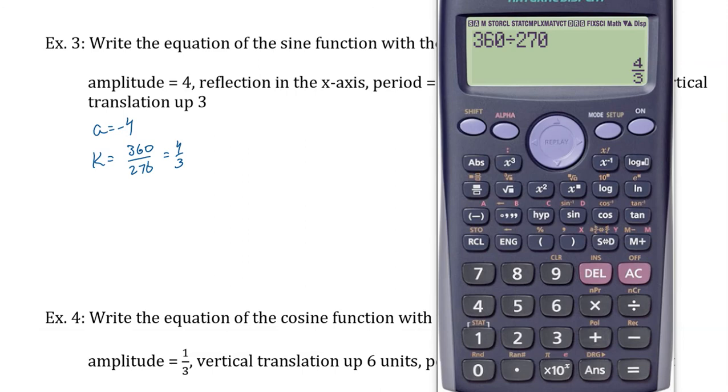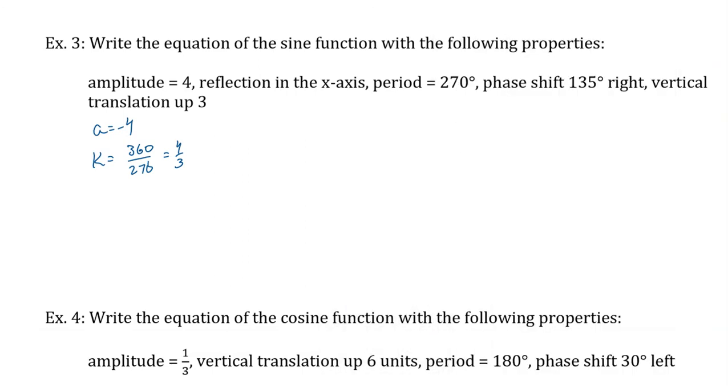The order that you do these again doesn't matter. I'm doing it in the order of the questions, just going along doing them left to right in the way they're given. Phase shift is 135 to the right. So that's a C value, positive 135. And a vertical translation up 3 means D is positive 3.